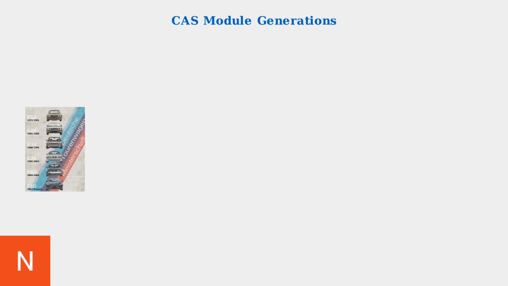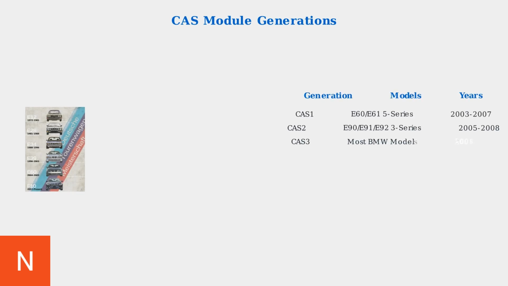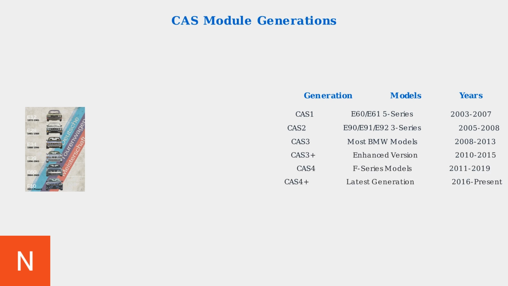BMW has developed 6 generations of CAS modules over the years, starting with CAS 1 in the E65 series from 2003 to 2007, progressing through CAS 2 and CAS 3, which covered most BMW models from 2008 to 2013. The enhanced CAS 3 Plus version served from 2010 to 2015, followed by CAS 4 for F-Series models from 2011 to 2019. The latest CAS 4 Plus generation has been in use since 2016 and continues in current BMW models.